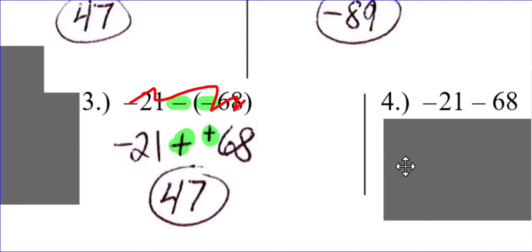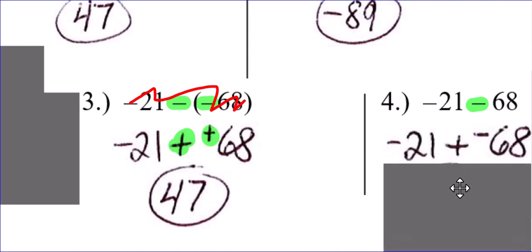And then problem number 4, what do we have in between the integers? Well, as you can see, once again, just like problem number 3, we have subtraction. What do we do with subtraction? We know it is the same as adding the opposite. So let's do that right now. Negative 21 stays negative 21. We are going to make the subtraction become addition, and the number that was to the right of it, which used to be a positive 68, now becomes its opposite, making it negative 68. That's the idea of making subtraction become adding the opposite.